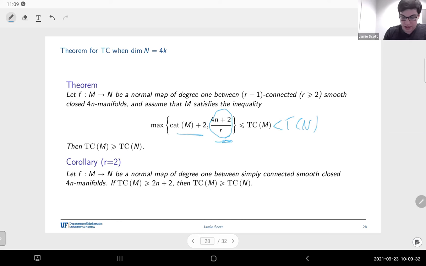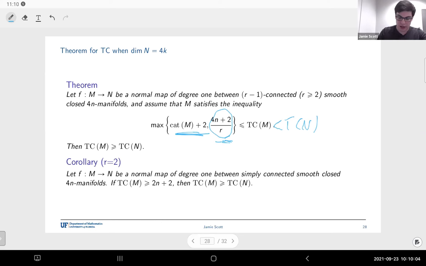Okay, and then if we have this inequality, we can show that TC of M is at least as big as TC of N. And so again, let's take a simpler case. So r is equal to 2. In the case that r is equal to 2, we have a normal map of degree 1, simply connected manifolds. If TC of M is at least 2n plus 2, then the TC of M is greater than or equal to the TC of N.